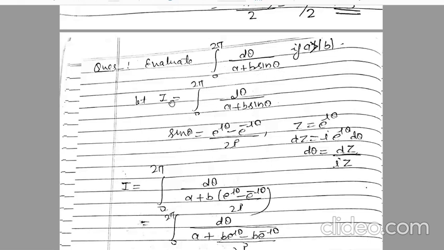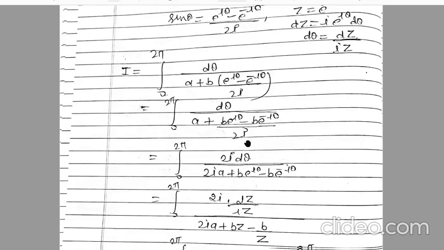Your integral is given: I is equal to the integral 0 to 2 pi d theta upon a plus b sine theta. So we need to remove sine and cosine from the integral. So d theta is equal to, we will put this value, and sine theta is equal to this one. So just put all these values here.